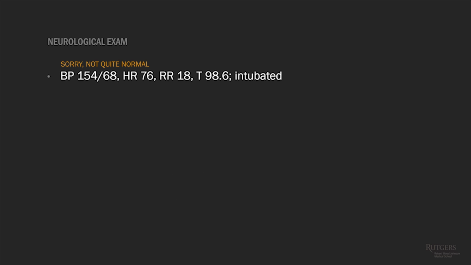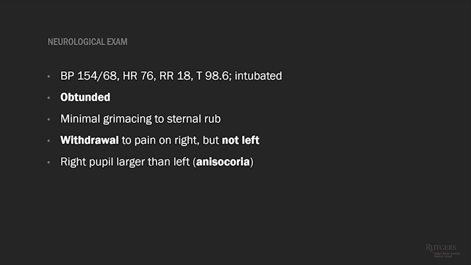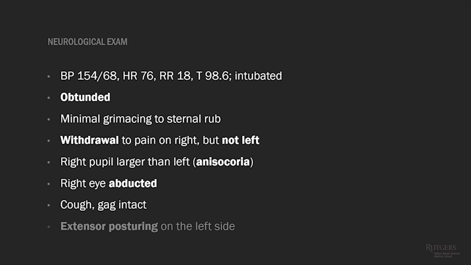On the initial evaluation in the ED, vital signs are normal, obtunded, grimacing to sternal rub. She has some withdrawal to pain on the right side, but not on the left. The pupils are responsive to light, but uneven. The right pupil is larger than the left pupil. The right eye also seems to be slightly deviated outward. She has a cough and gag reflex, but there's also extensor posturing on the left side.